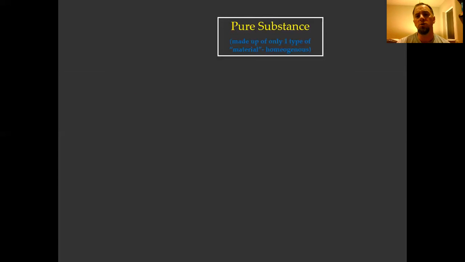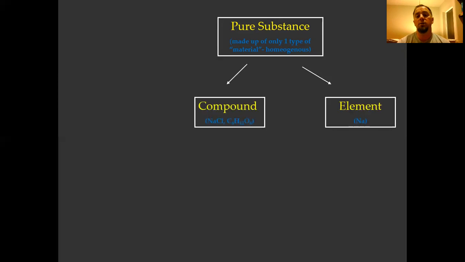We already know, a little more refresher here, a pure substance is made up of only one type of material. It's homogeneous, and it can occur in a couple of different ways. If it is an element, such as sodium, it is pure. It can also be a compound made of more than one type of atom, but it can still be a pure substance.